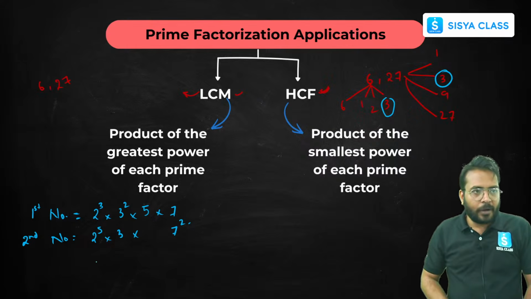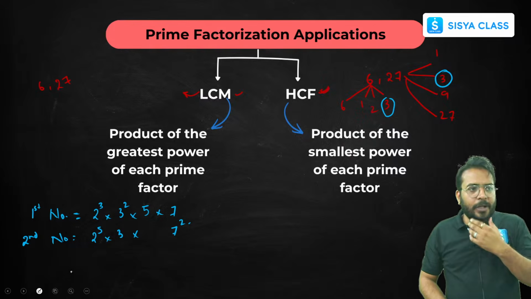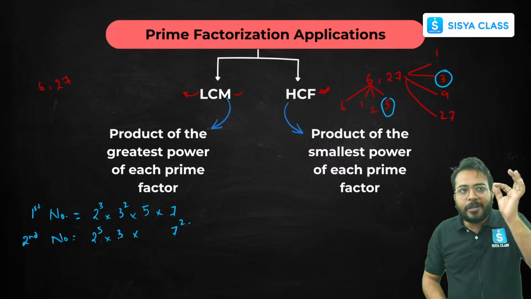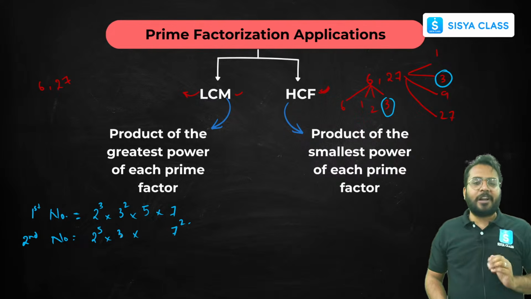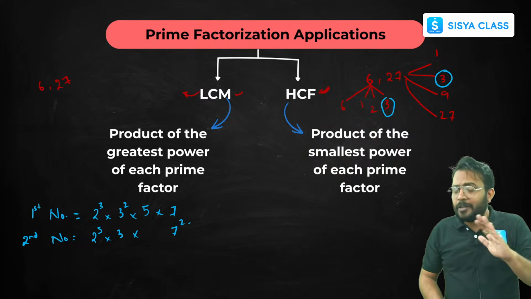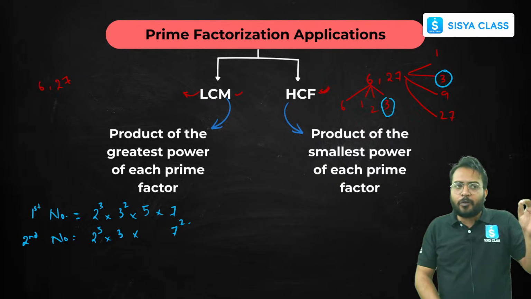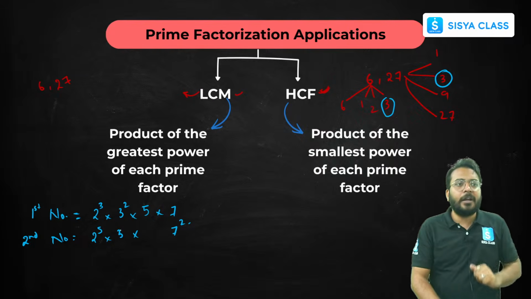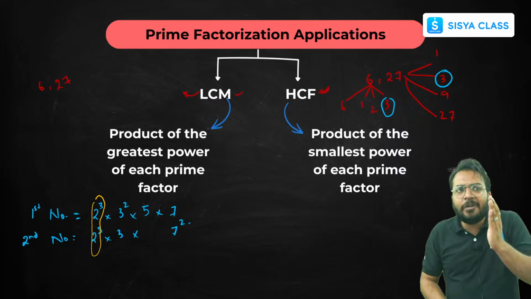Now, if I need to find the LCM, what am I saying? LCM is the product of the greatest power of each prime factor. 2, 3, 5, 7 are all prime numbers, and they are all factors of the given numbers, my first number and second number. Out of prime number 2, which one has the greatest power?